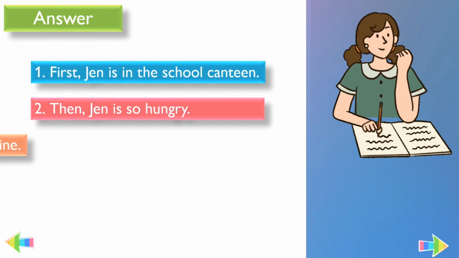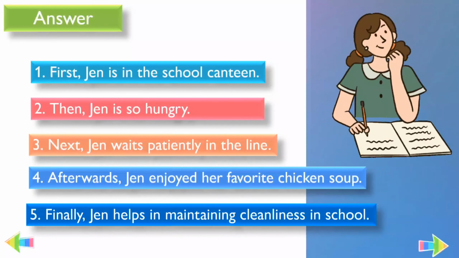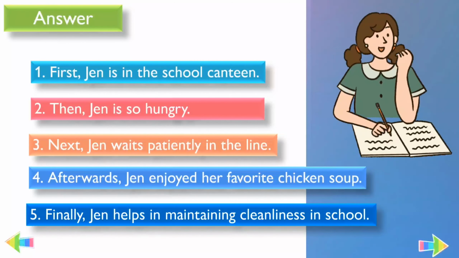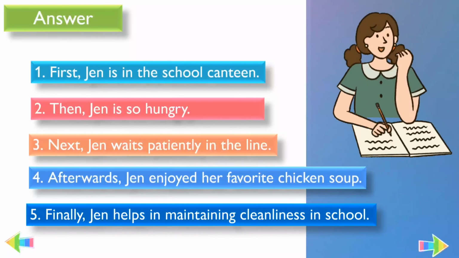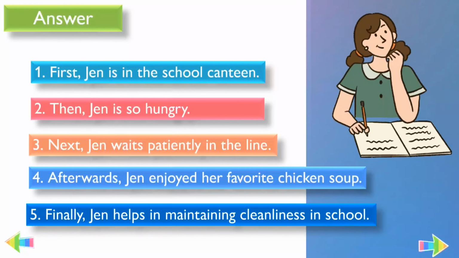Okay, now let us check if your answers are correct. Number 1, first, Jen is in the school canteen. Number 2, then Jen is so hungry. Number 3, next, Jen waits patiently in the line. Number 4, afterwards, Jen enjoyed her favorite chicken soup. And number 5, finally, Jen helps in maintaining cleanliness in school.